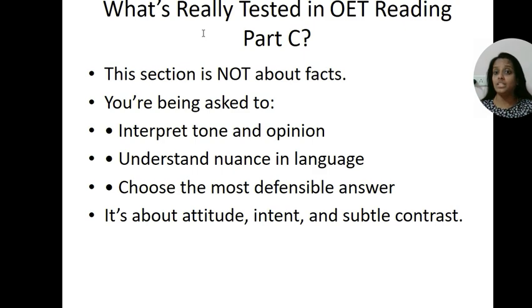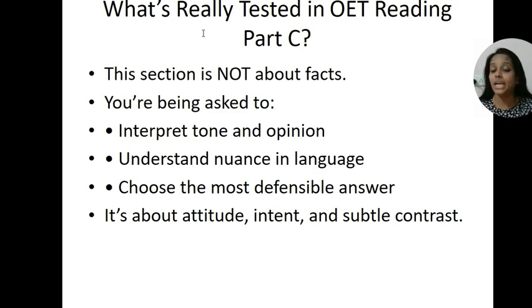So, if you are digging into how to master opinion based reading, not memorize hacks, this video is for you all. So, if you have been scoring fives and sixes and wondering why, stick around because this is the version of Part C you haven't heard before. Got it? So, let's get real about what Part C is testing.